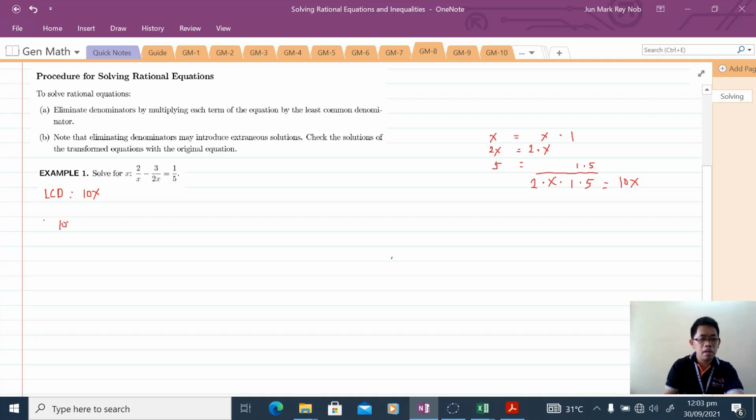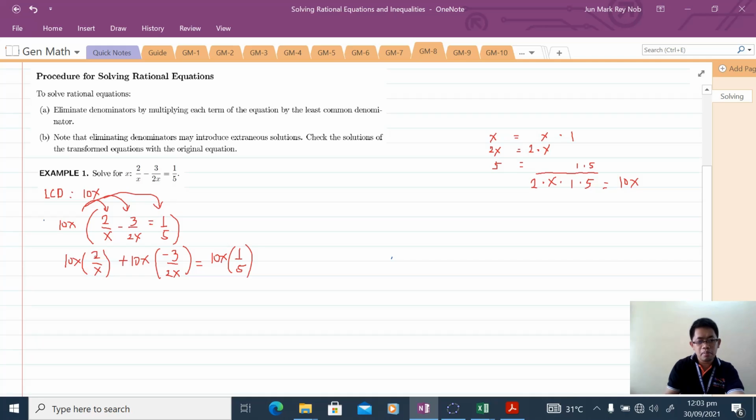So we will multiply the LCD to all of the terms. So 2 over x minus 3 over 2x is equal to 1 over 5. We will be multiplying it in the first term, in the second term, and in the third term. So we have 10x times 2 over x, then in the second term, 10x times negative 3 over 2x, and then multiply it to the term on the right. We have 10x times 1 over 5.